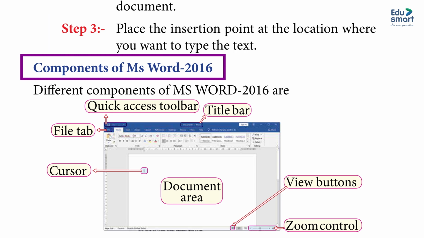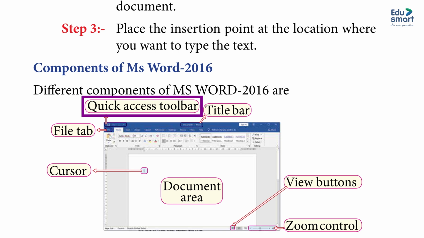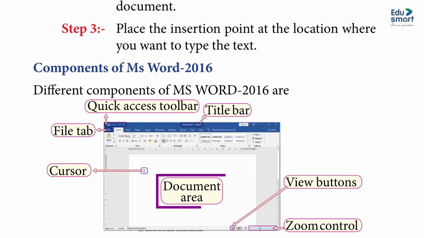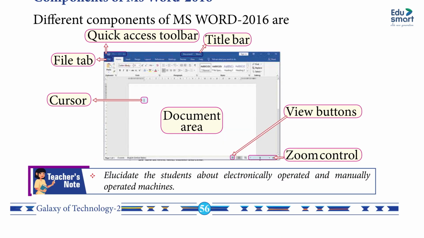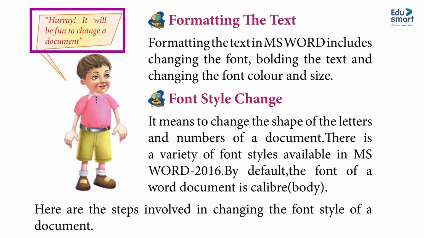Components of MS Word 2016. Different components of MS Word 2016 are Quick Access Toolbar, Title Bar, View Buttons, Zoom Control, Document Area, Cursor, File tab. Teachers, note! Elucidate the students about electronically operated and manually operated machines. Hooray! It will be fun to change a document.